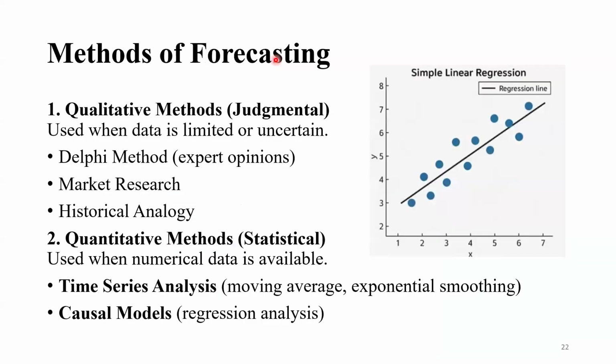So here come the methods of forecasting. This is also an important thing: qualitative and quantitative. I'll be discussing these methods in a deeper way. Qualitative methods are judgmental. Qualitative depends on words, and quantitative depends on numbers.